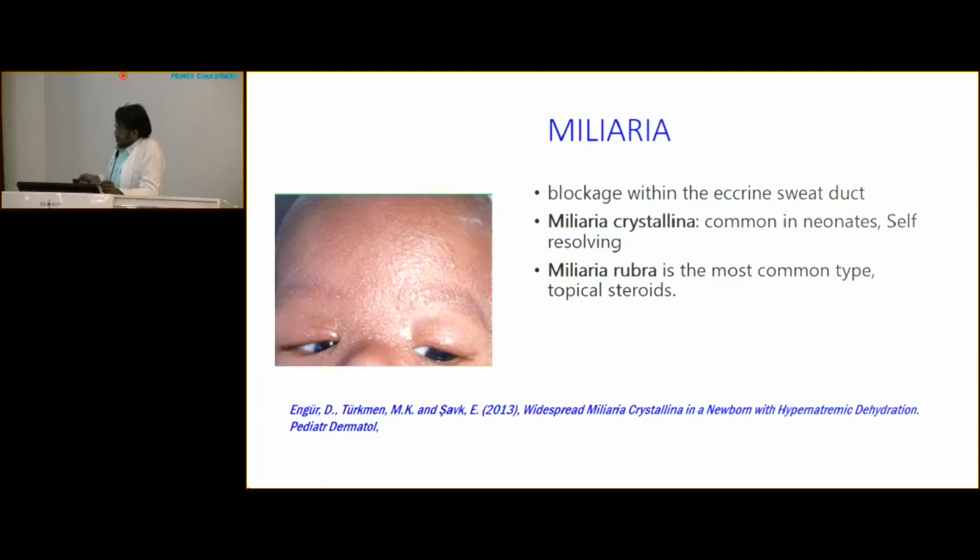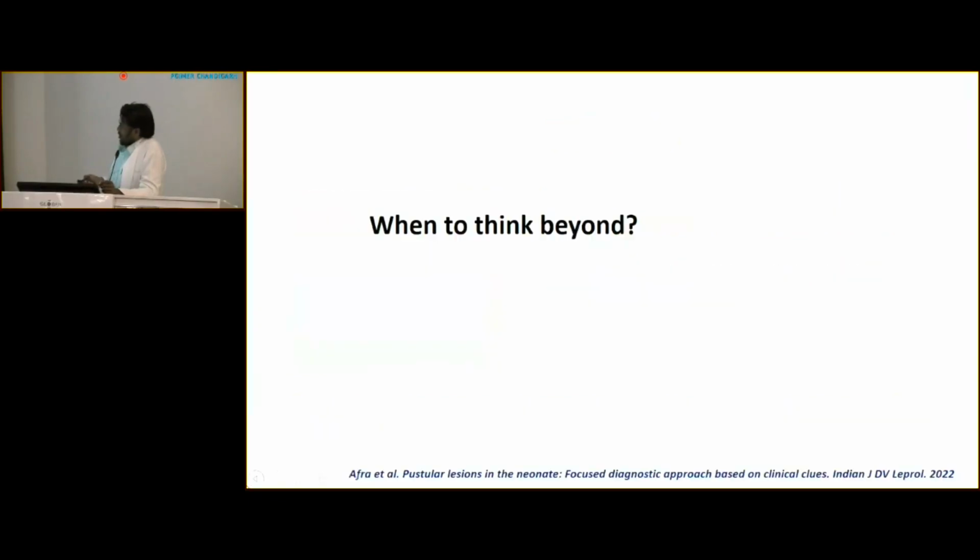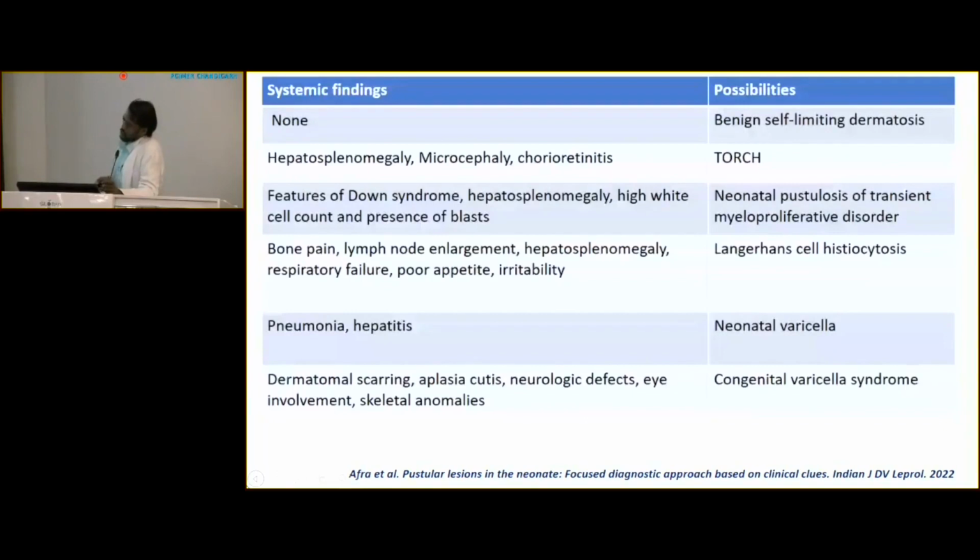When to think beyond the pustular lesions, when is it not a simple pustular lesion and something is much beyond. So these are the things which we check when a newborn comes to us with pustulosis. First of all, there should be no systemic signs. The baby should be a well baby. Otherwise, hepatosplenomegaly, microcephaly, and chorioretinitis, think of TORCH. And if features of Down syndrome are present, along with hepatosplenomegaly and high TLC count, then think of neonatal pustulosis of transient myeloproliferative disorder.